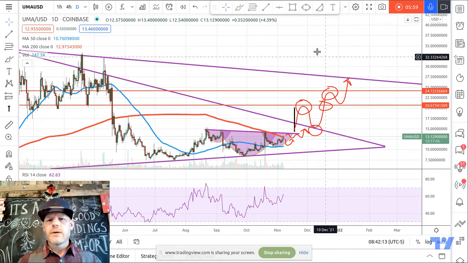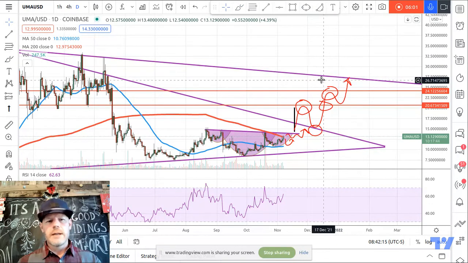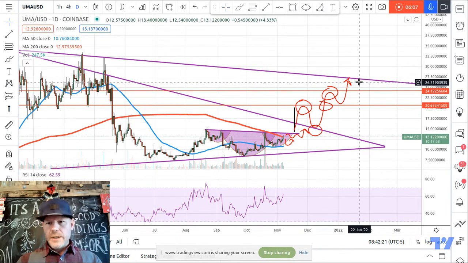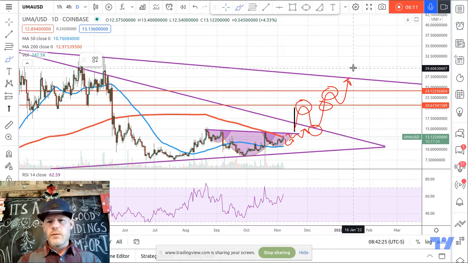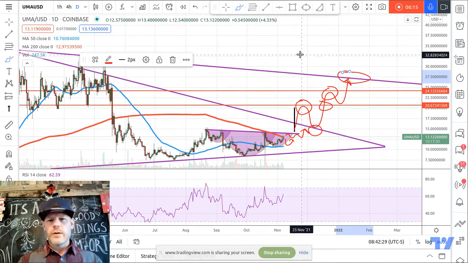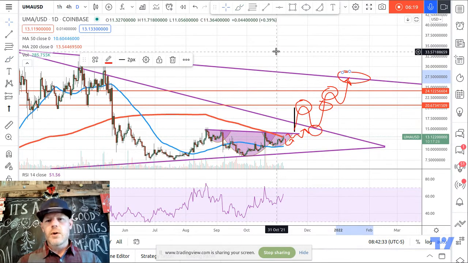And our final target then would be this downtrending purple line. Wherever we hit that along the way, looks to be somewhere around $28, which, by the way, is exactly in line with the way the altcoin market in general is patterning. Everything looks like it's going to be doubling soon, and UMA is no different.